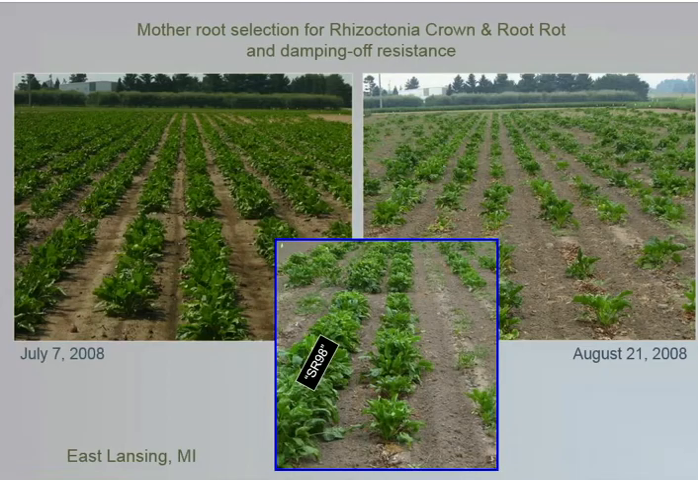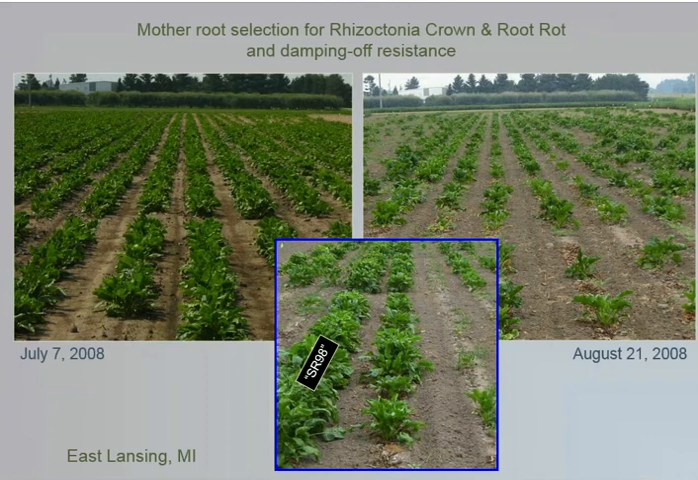Here's another example then for Rhizoctonia crown and root rot, and also damping off resistance. So in East Lansing, Michigan, this was done on campus. It was July 7th, and this is a progressive disease, and August 21. As the season progresses, the disease will kill more and more plants.